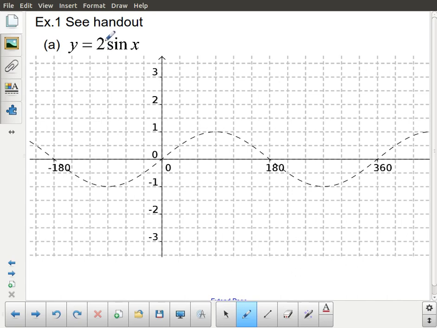Now we take a look at this, and the only transformation that I have here is the 2 in front. And that 2, I've got room to write that. That's your a value. So in this case, a value is equal to 2. And there's only one transformation here. That would be a vertical stretch by a factor of 2.